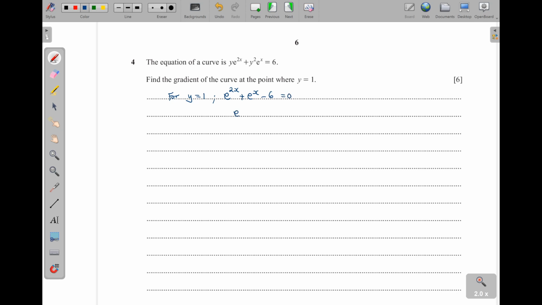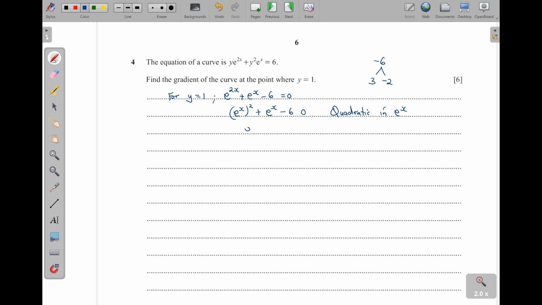This is actually a quadratic in e to the power of x, because e to the power of 2x is the same as (e^x) squared. So (e^x)^2 + e^x - 6 = 0. This is a quadratic in e to the power of x. Now, two numbers that multiply to give -6 and add to give 1 have to be 3 and -2.